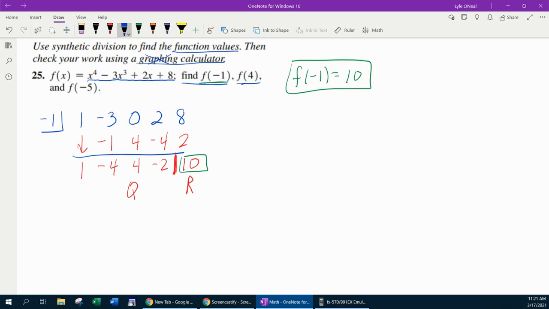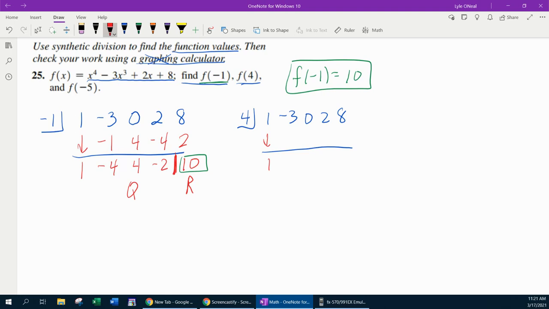F of 4. This time 4 goes in the box. Same coefficients. So that part's freaking easy. And then the synthetic division. So if you miss it the first time, here we go again.